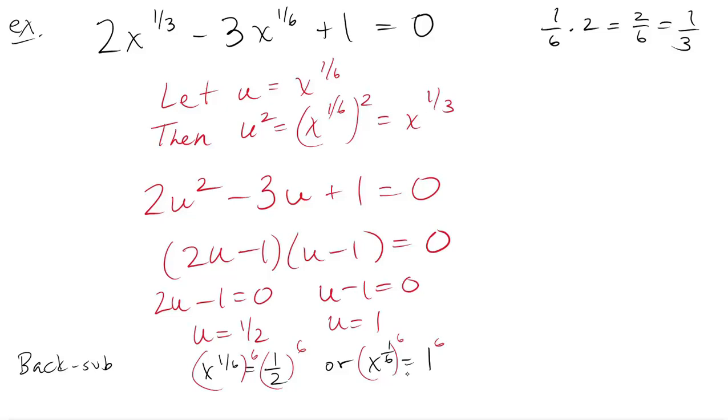The one on the right is the easy one. 1 to any power is 1. So one solution is x equals 1. And because 1 to any power is 1, you can see that that works. 2 times 1 is 2. 3 times 1 is 3. 2 minus 3 is -1. -1 plus 1 is 0.